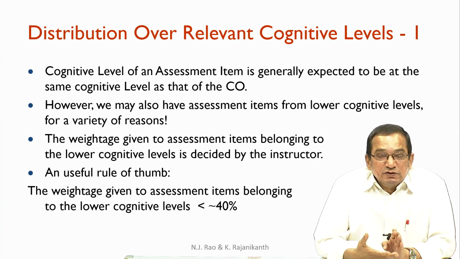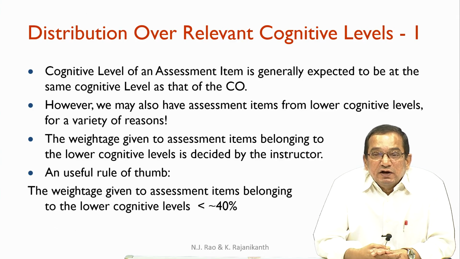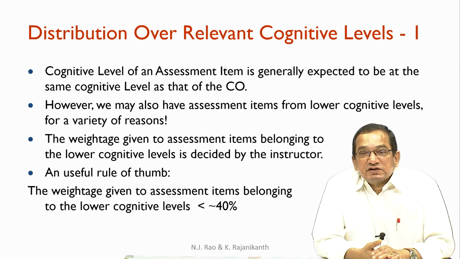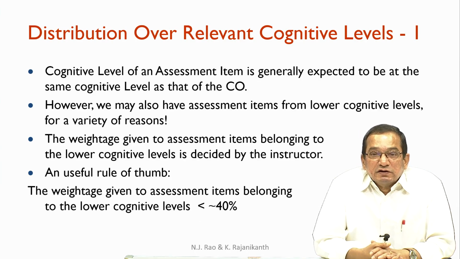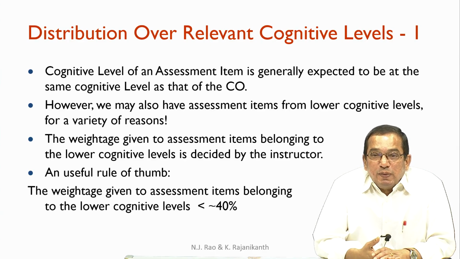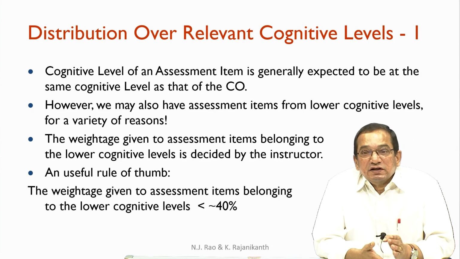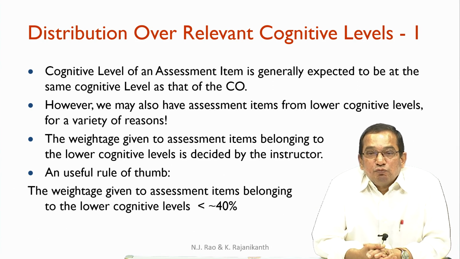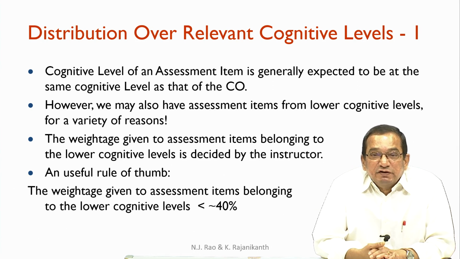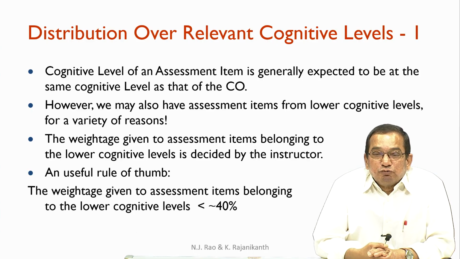So, if a particular CO is at apply level, I may have certain questions related to that CO at lower levels of understand and remember. That means, related to that CO, I can have some questions at remember level, some questions at apply level and some questions at the understand level also. So, the weightages given to the assessment items belonging to the lower cognitive levels is decided by the instructor.